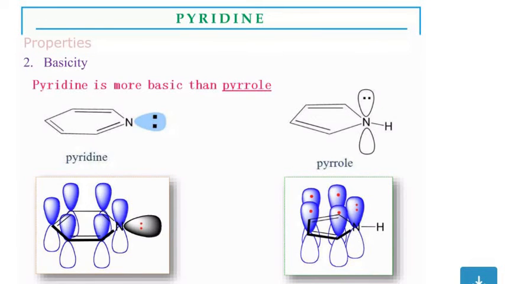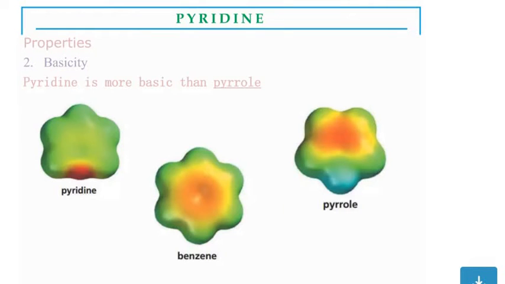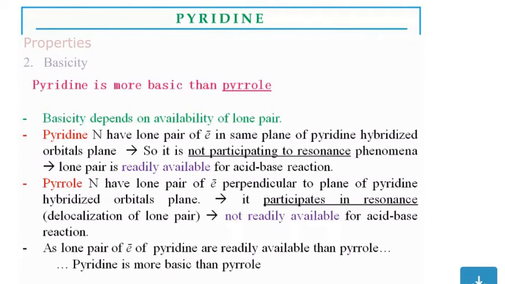So you can see the basicity of nitrogen in pyridine and pyrrole. You can see the pyridine, benzene and pyrrole. So pyridine is more basic than pyrrole. Why? Pyridine nitrogen has a lone pair of electrons in the same plane as the pyridine hybridized orbital plane. So it is not participating in the resonance phenomenon. The lone pair is readily available for acid-base reaction.